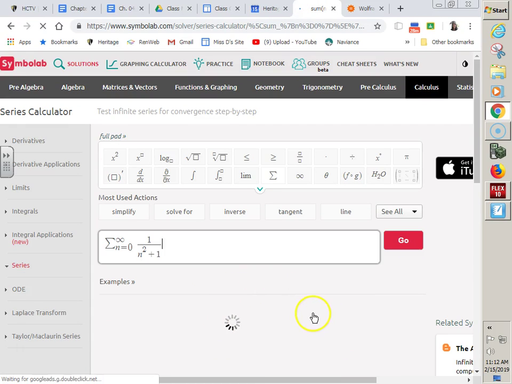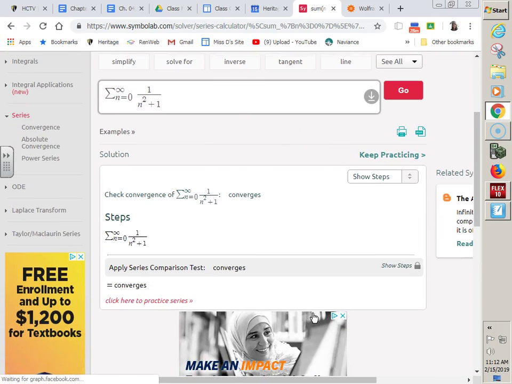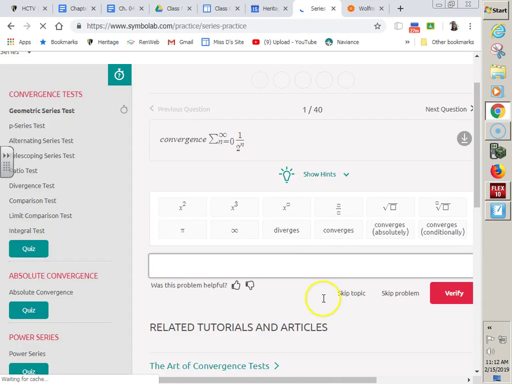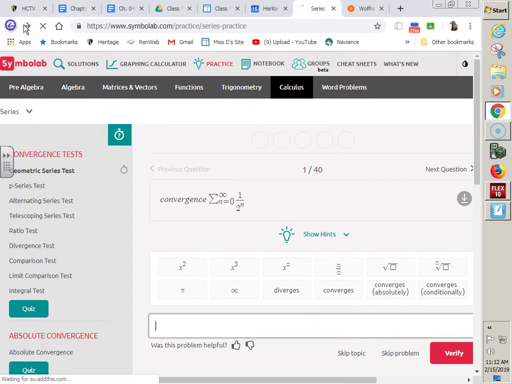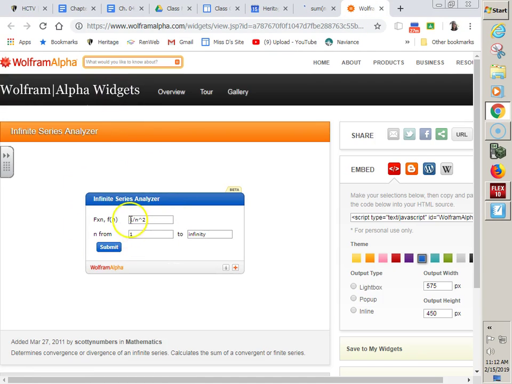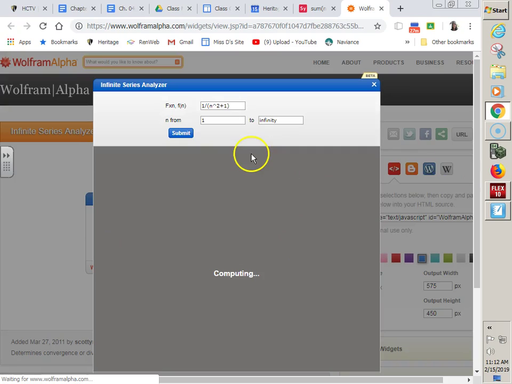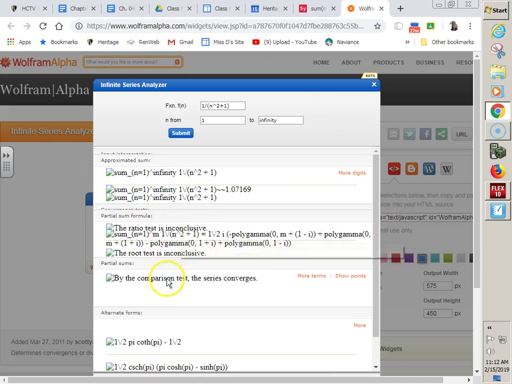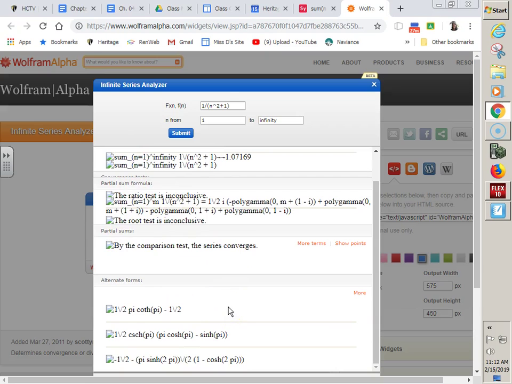But what's the analysis give us? Oh, there you go. It says converges. Ooh, you got to upgrade to see their analysis, though. That's a little bit of a bummer, but it will at least give you, oh, and it gives you practice problems. That's fun. Yeah, I know, right? Wolfram, let's see what they give you. 1 over n squared plus 1 from 1 to infinity. Well, that's nice. It pops out in another window. Ooh. By the comparison test, by the ratio test, I like this one.